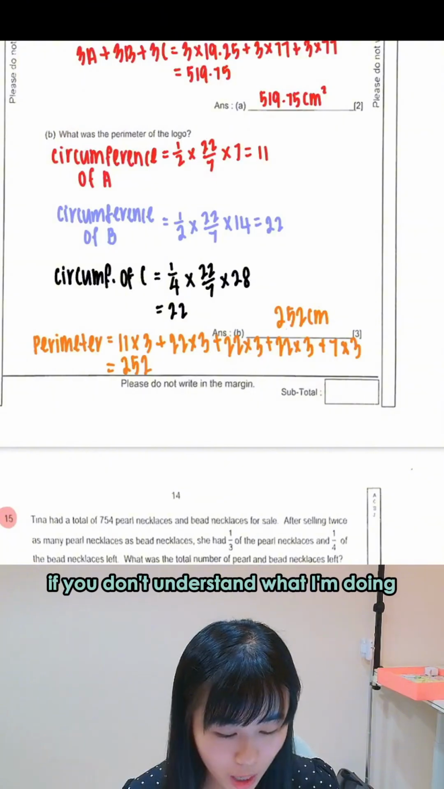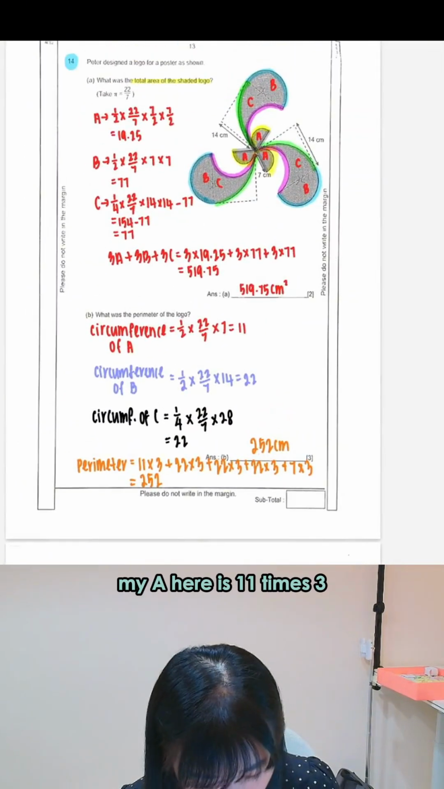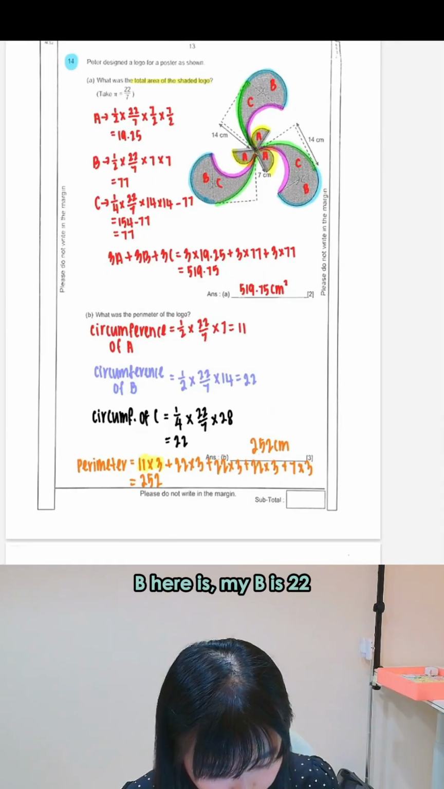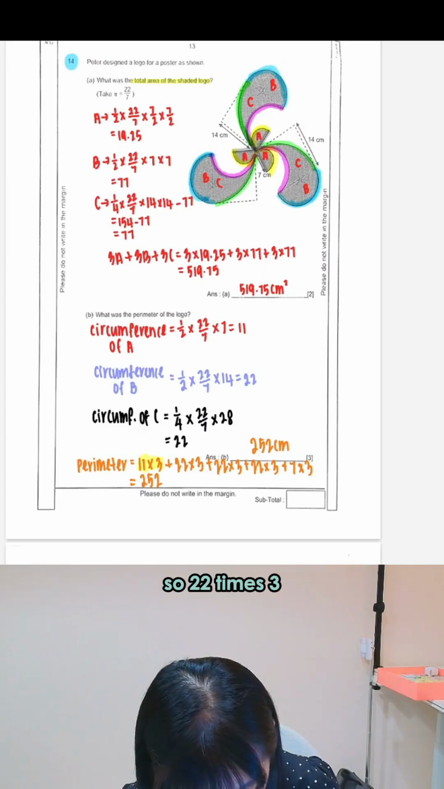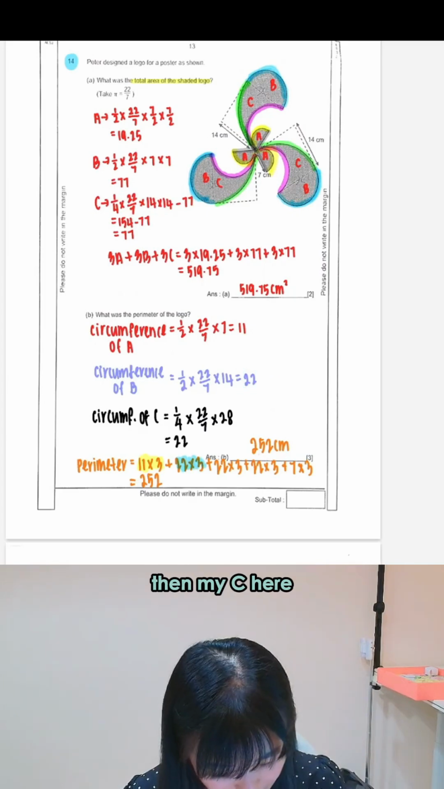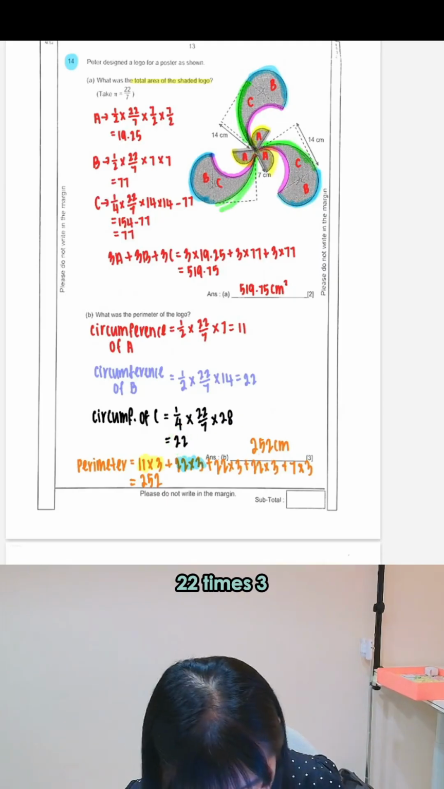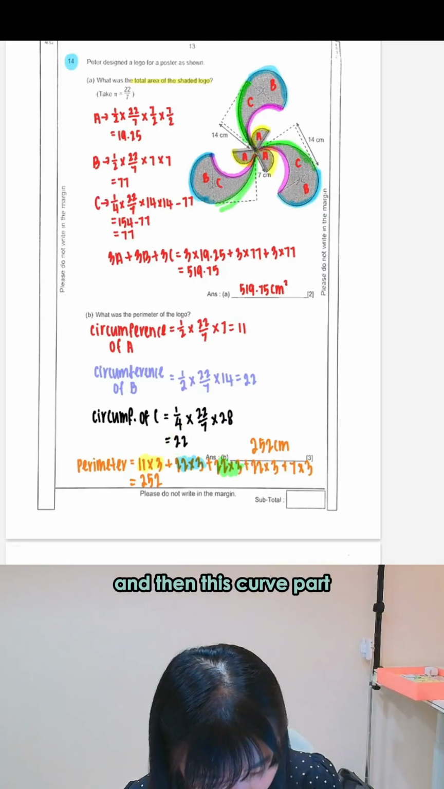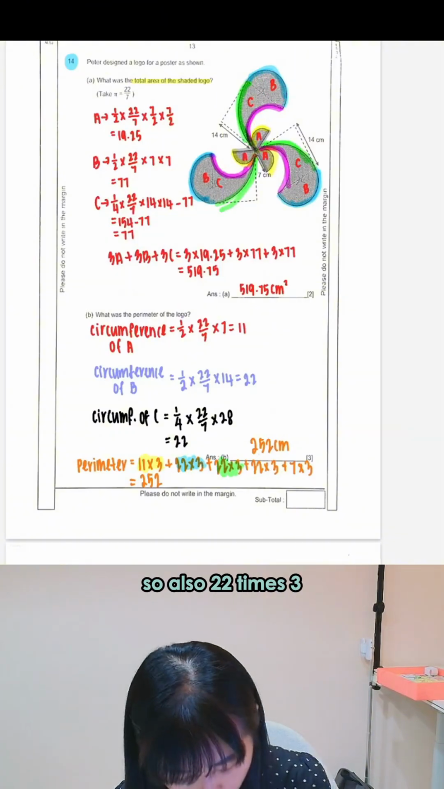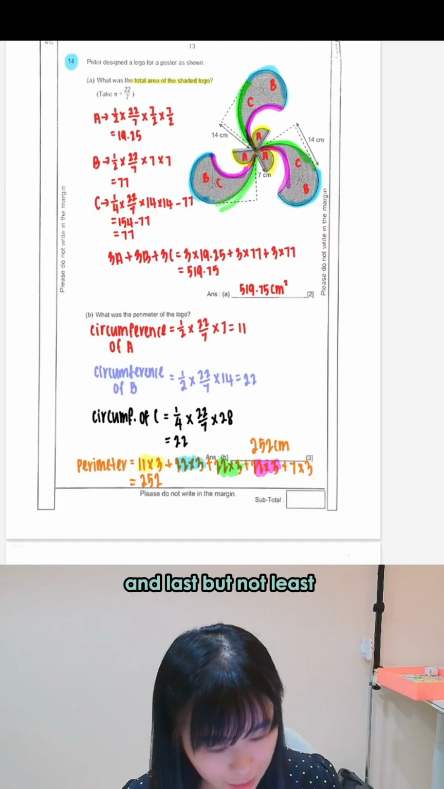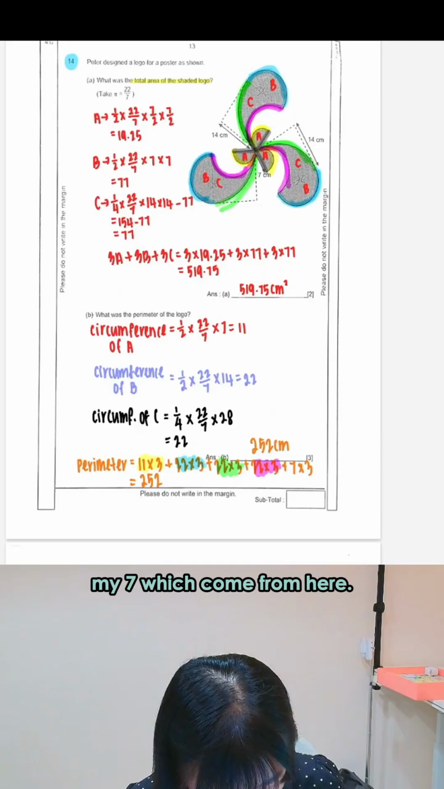If you don't understand what I'm doing, I can color code for you. My A here is 11 times 3. My B is 22, so 22 times 3. Then my C here is 22, 3 of them, 22 times 3. And then this curve part, which is the same as my B, since my B is 22, so also 22 times 3. And last but not least, my 7, 7, 7, which come from here.